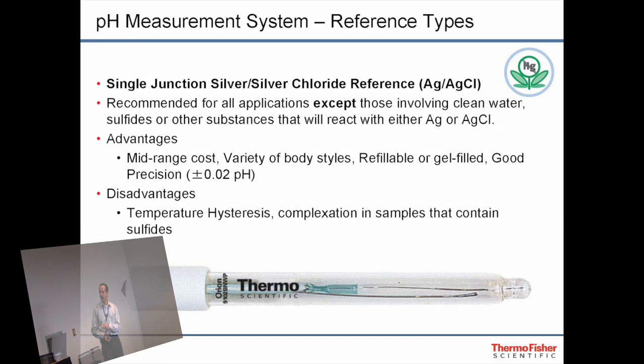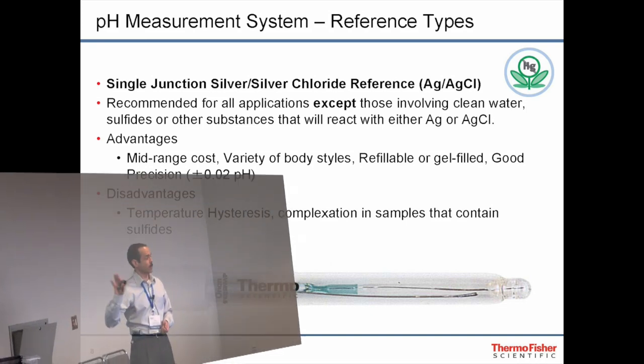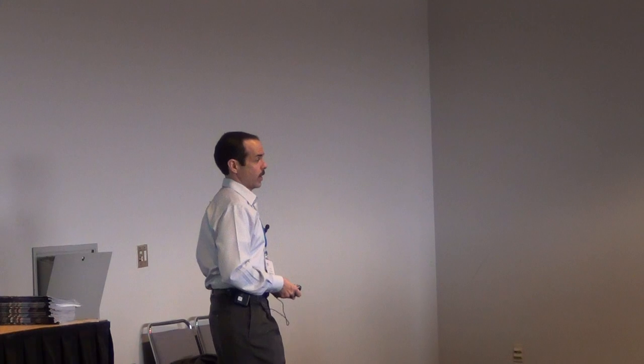What you fill the electrode with, this is a combination electrode, by the way, is KCl that has silver in it to keep that silver plated on the wire, and then that comes out through the very bottom area through that junction that we talked about. So this is an example of a silver-based reference electrode or a silver-containing combination electrode. It works well for most samples.